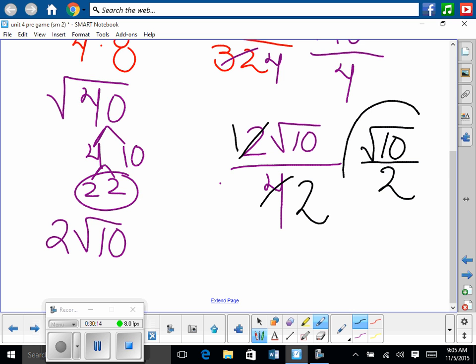So I need you to go back and look at all of your answers and make sure they're completely simplified. All the way down, all your radicals are as simplified as they can go. Okay. No questions on that one.